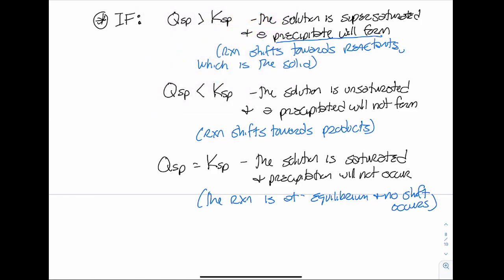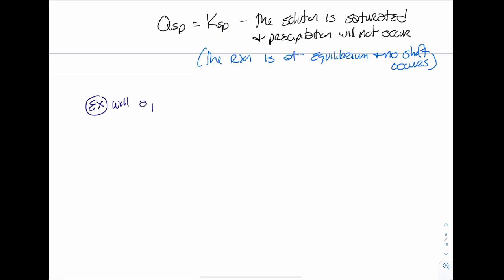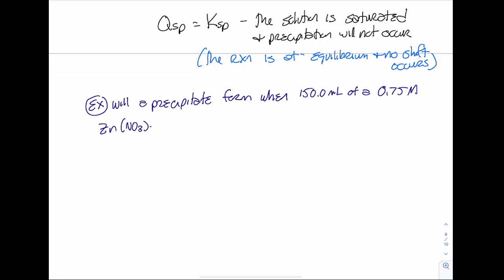So I do have an example for us. We want to know, will a precipitate form when 150.0 milliliters of a 0.75 molar zinc nitrate solution is mixed with 250 milliliters of a 1.50 molar sodium carbonate solution.